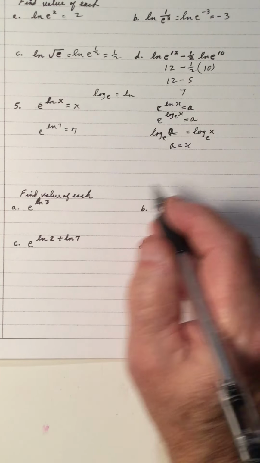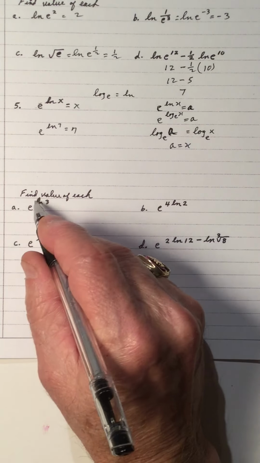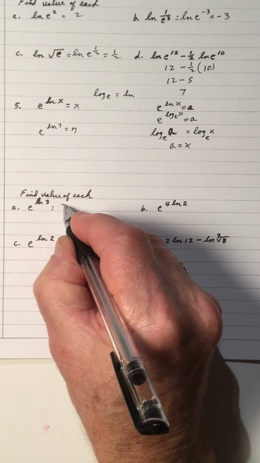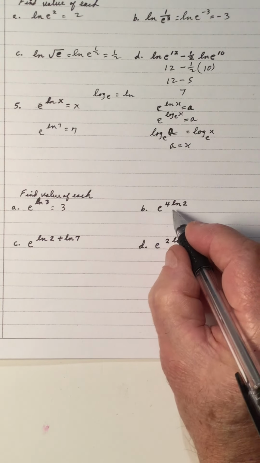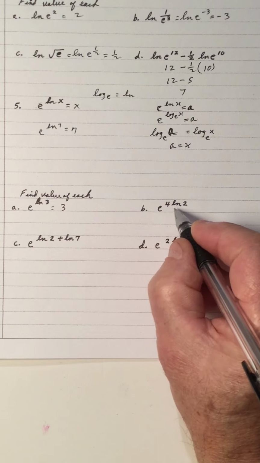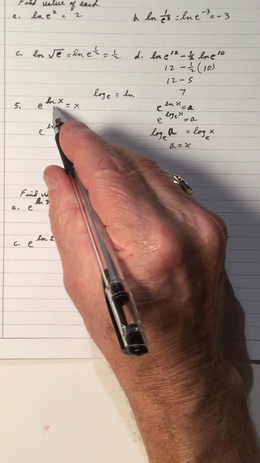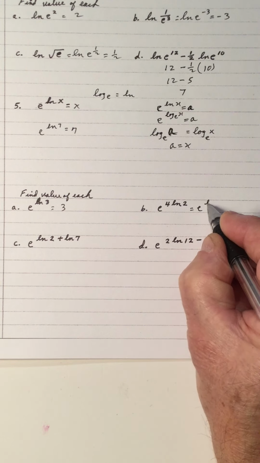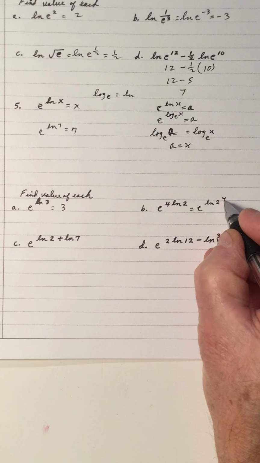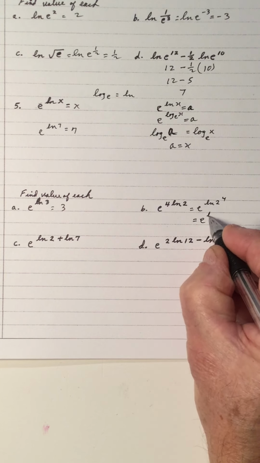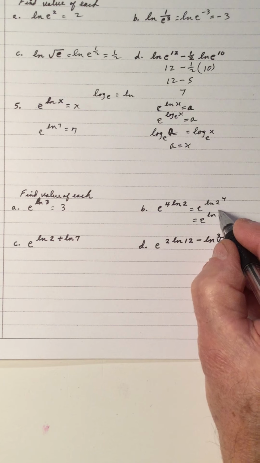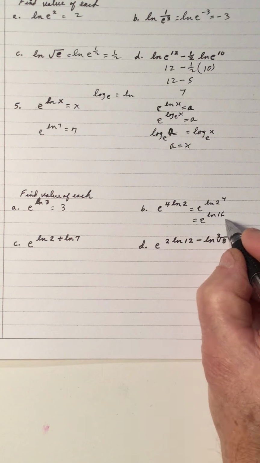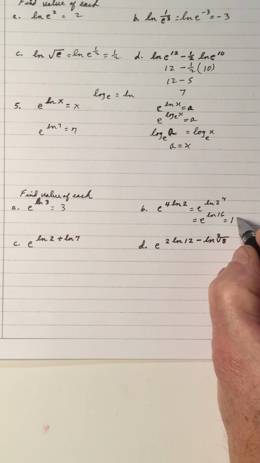So let's do some problems working this out. Find the value of each. So e to the ln 3 is equal to 3. And right here, this is supposed to be e to the ln like this, but this is 4. So we'll take the 4 and raise it to the power of 2. So that's e to the ln of 2 to the 4th power, which is 16. So that means e to the ln 16 is 16.